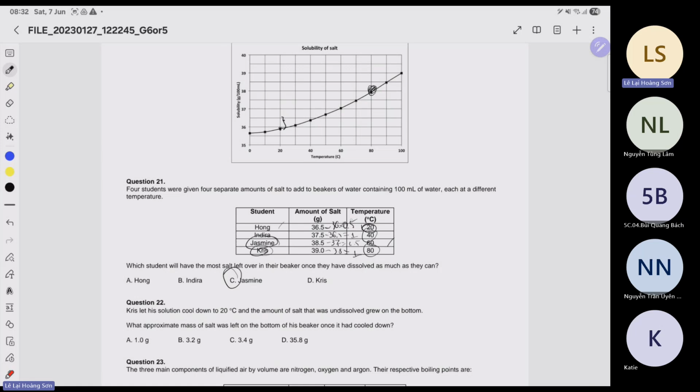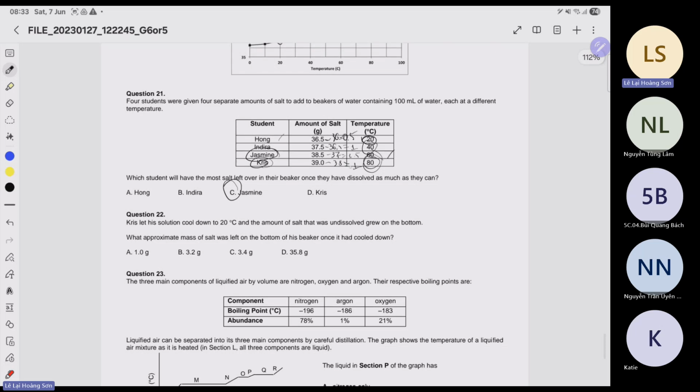So Chris is at 80 degrees Celsius here. And at 80 degrees Celsius, you have 38 grams of salt. And then you cool it down to 20. So it's going to be almost 36. The difference from 38 to 36 is going to be roughly 2 grams. Oh, sorry, it's roughly 2 grams, all right?